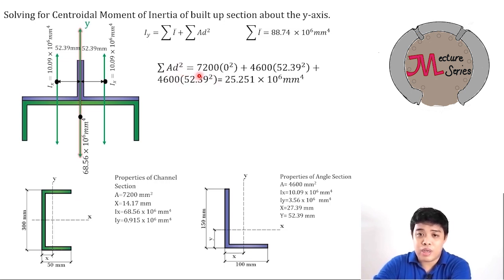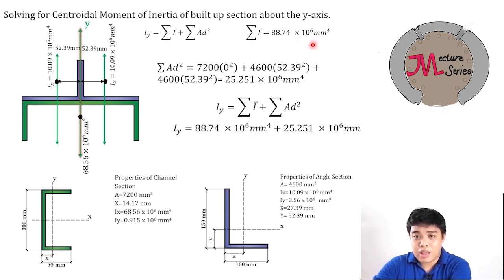For the summation of AD squared, the area for the channel bar is 7,200. The centroid of the channel coincides with the centroid of the section, that is why it is 0 squared. Plus, for the angle bar, this is the area of a single angle bar, and this is the perpendicular distance of the centroid of the angle bar from the centroidal y-axis. So you have 52.39 squared plus another angle, so you can just multiply it by 2 if you want. The answer is 25.251 times 10 to the 6th power millimeter to the fourth.